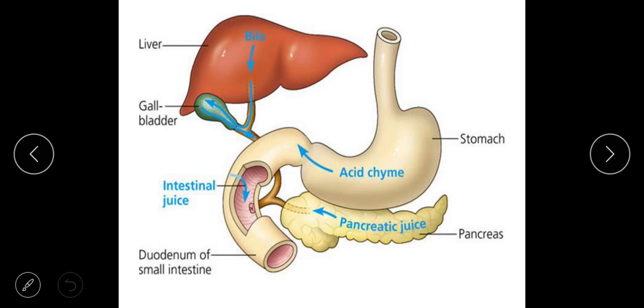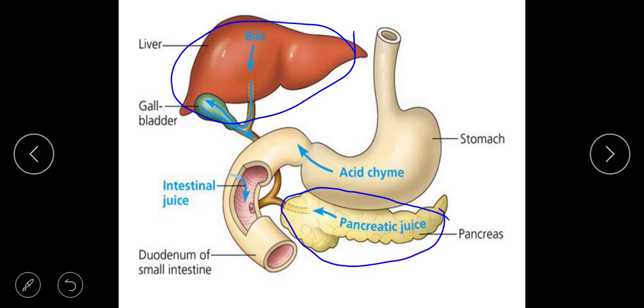Now the largest gland of the body is the liver. It forms the bile juice, and this bile juice is stored in the gallbladder. The second largest gland of the body is the pancreas, also known as the mixed gland, or we also call it a compound gland, because it releases the pancreatic juice as well as hormones. That's why it is known as the compound, complex or mixed gland.